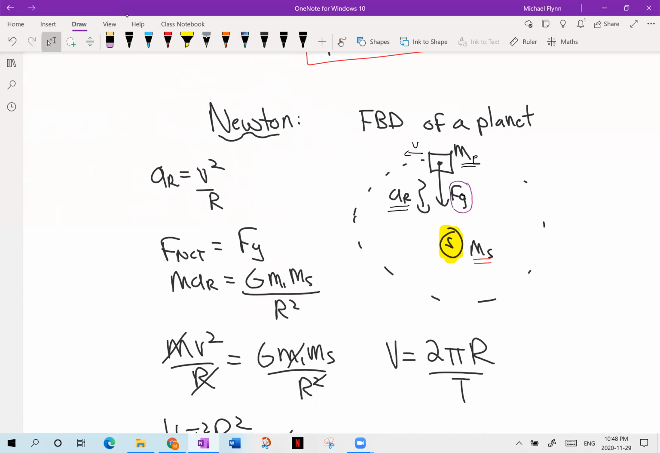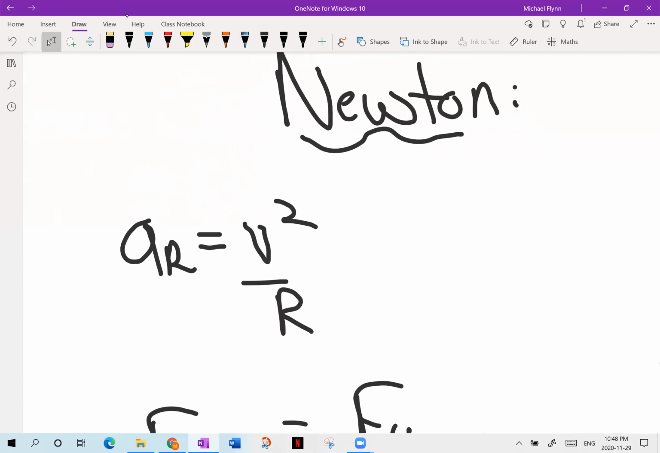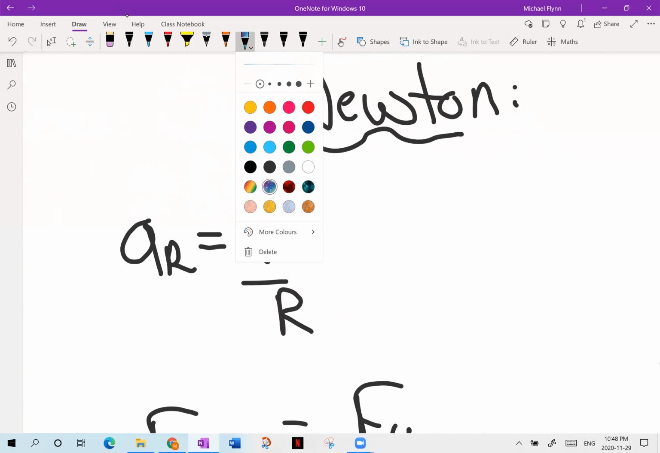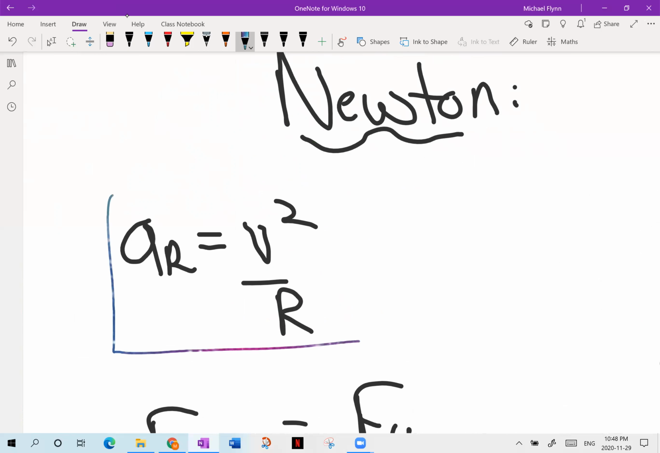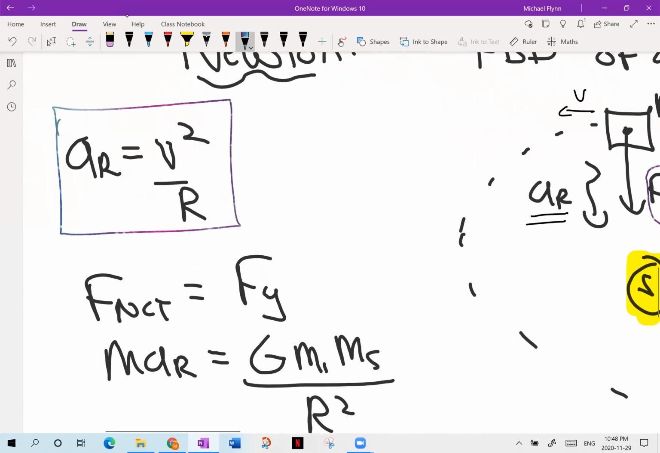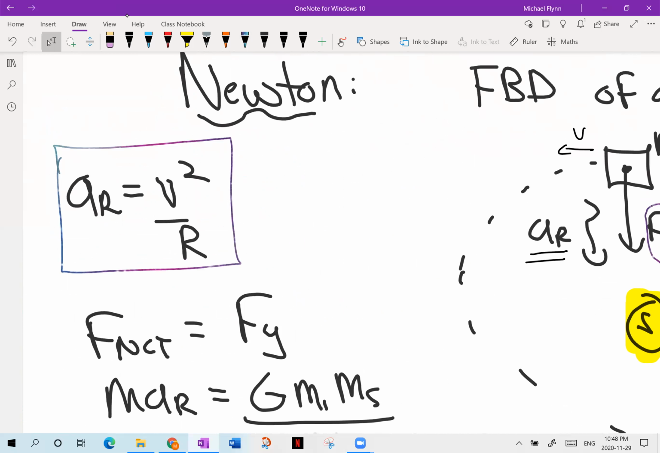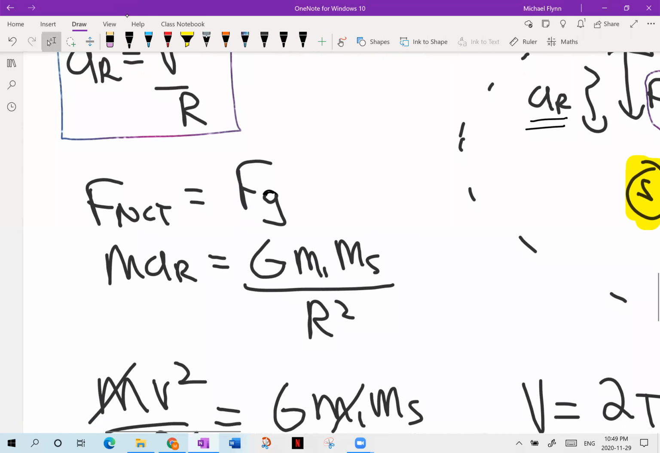All right, now here's the deal. We know how to break down circular motion. You guys are pros at this now because you've been working hard. So start with that: the radial acceleration equals v squared over r. Now we're going to look at the net force. There's only the force of gravity acting on the object, so that's the only force.